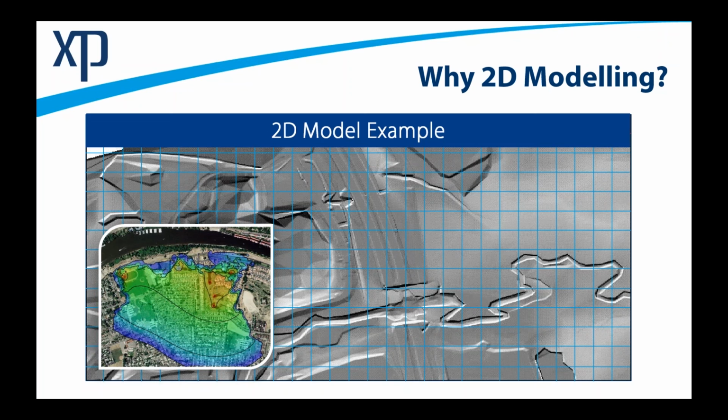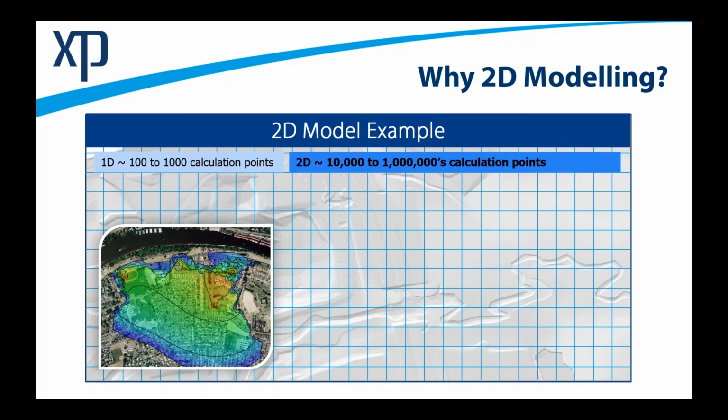So if you do a quick comparison between the more traditional reach or 1D reach models versus a 2D model, the overall number of calculations in a 1D model typically varies from 100 to a few thousand calculation points, whereas in comparison, a 2D model with this cell configuration will have, it's common to have anything from 10,000 up into the million calculation points. Actually, these days it's not uncommon to have up around 5 million or so.